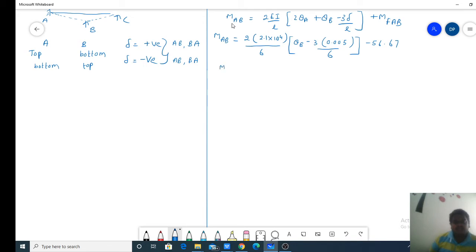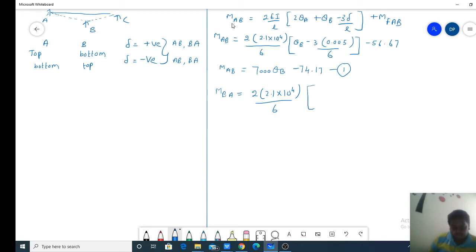So once this is done, once you calculate this, then MAB you will be getting 7000 theta B, right? And then minus 74.17. This will be my equation 1. Now similarly, when I am calculating for MBA, here also same formula. So 2EI means 2 into 2.1 into 10 raised to 4 upon 6.